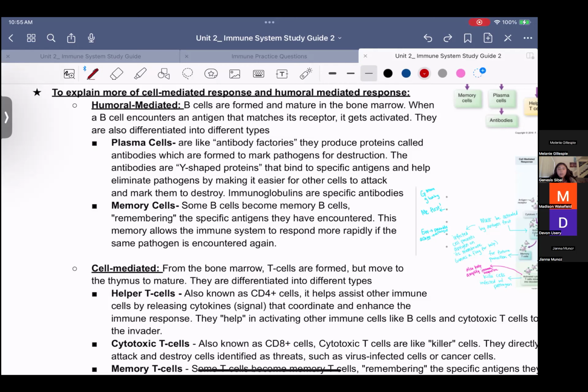For the memory cells, I would just think about it like they literally remember specific antigens that they have encountered in the past. So if you were to get an infection, they essentially remember it so that your immune system can respond more rapidly.